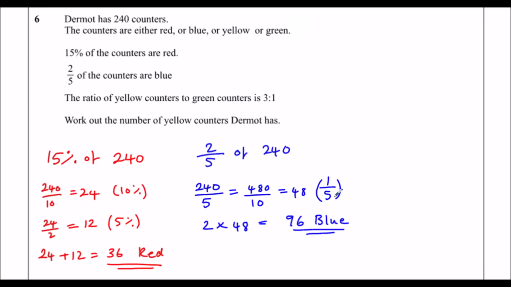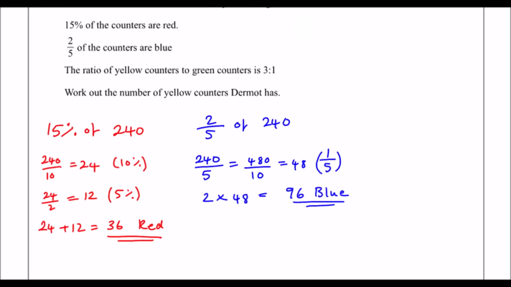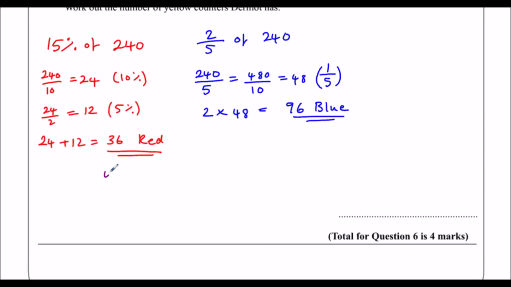The ratio of yellow counters to green counters is 3:1. Work out the number of yellow counters. So we can find the total number of yellow and green, and then we'll share in the ratio. So the ratio of yellow to green is 3 to 1. So 3 boxes yellow to 1 box green.